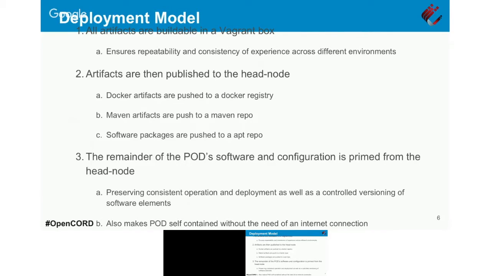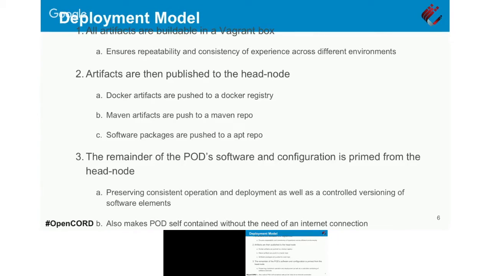And then the artifacts that you've built on your local machine are published to what is the kind of temporary head node that's in CORD. So basically, Docker artifacts are pushed to a Docker registry, Maven artifacts to a Maven repo, software packages are pushed to an apt repo, and all of these are consistent with the version of that particular release. So we have, again, that consistent deployment environment just to make sure that you get the right stuff.